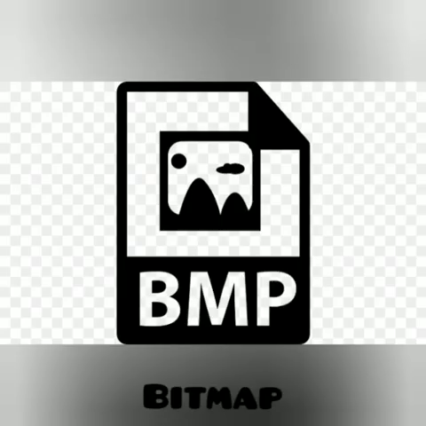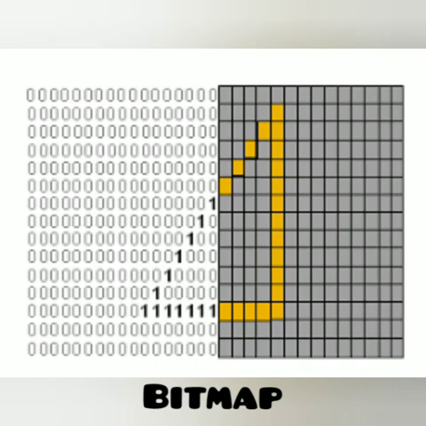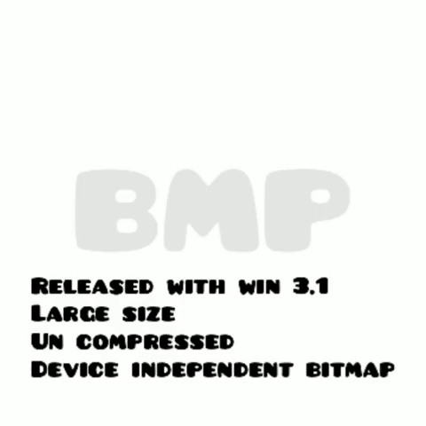Next one, BMP, bitmap image format. This format is made up of a number of pixels arranged as rows and columns. This format was released with the Windows 3.1 version. This file has a larger size. It is uncompressed, that's why it has more size. Here we have one more format also, device independent bitmap. All the devices support this bitmap image format.